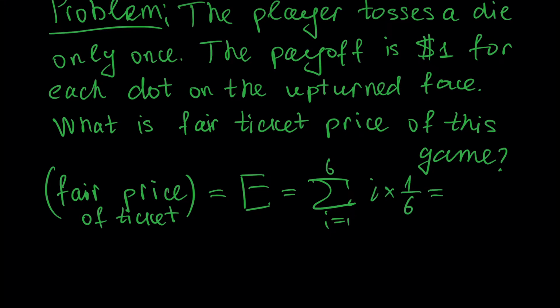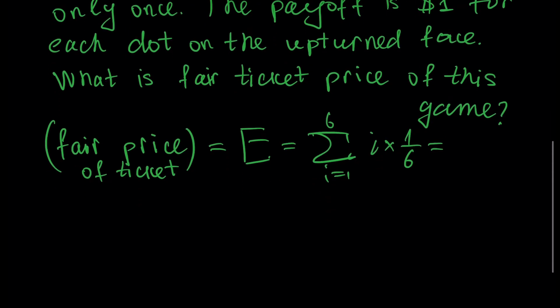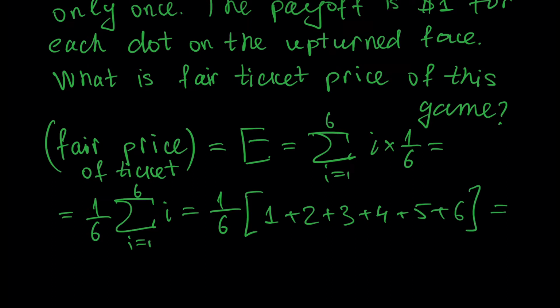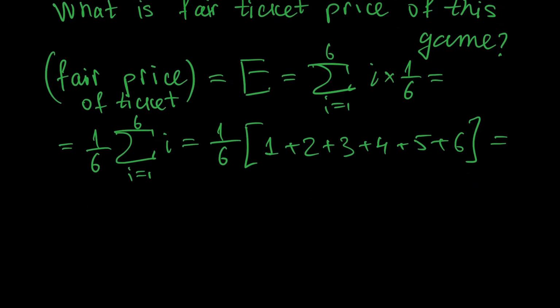And of course, this 1 over 6 can be taken out of the summation, and we have 1 over 6 times the sum from 1 to 6. If we rewrite it, this is 1 over 6 times 1 plus 2 plus 3 plus 4 plus 5 plus 6. How to calculate this?